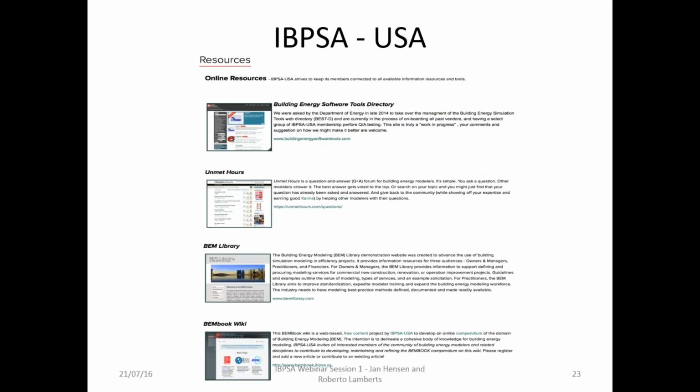They offer many different resources. For example, the Building Energy Software Tools Directory is hosted by IBPSA USA, but they have tools from all over the world. The same is with Unmet Hours, sort of like a database or a platform where you can find frequently asked questions. They have a building energy modeling library, a building energy modeling book and wiki.